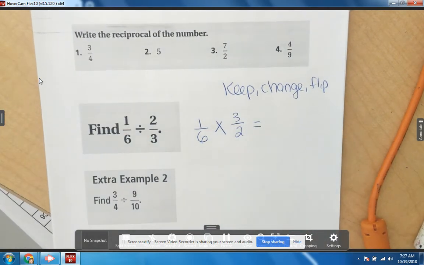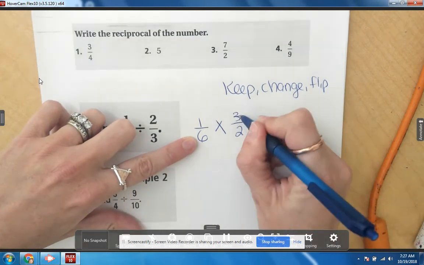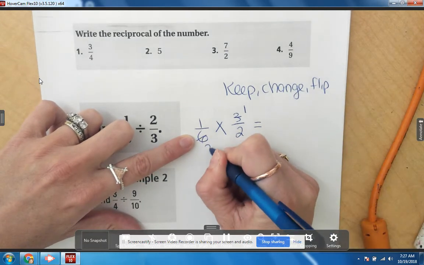Now we have the same work that we've been doing earlier in the week. We want to see if we can cross cancel. I could divide these both by 3. So 3 divided by 3 is 1. 6 divided by 3 is 2.